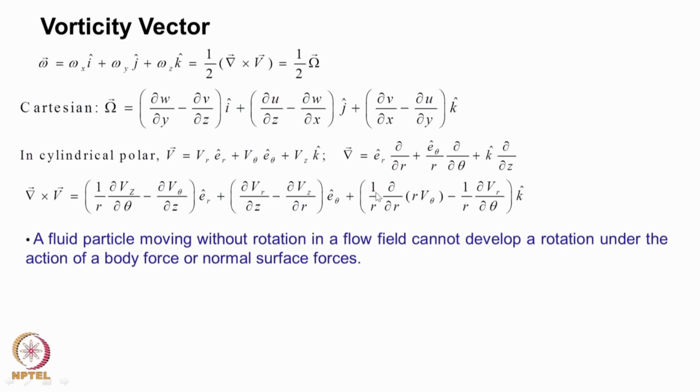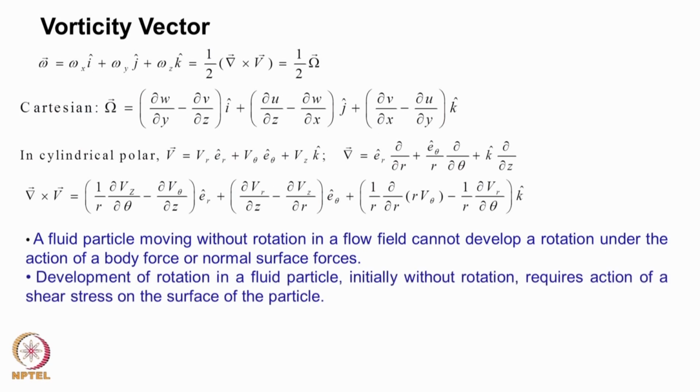Now, we know a fluid particle is subjected to body force or normal force as well as shear force. A fluid particle moving without rotation in a flow field cannot develop rotation under the action of body force or normal force. Development of rotation in a fluid particle initially without rotation requires the action of shear stress on the surface of the particle. If the rotation or vorticity is 0, that is del cross v is 0, such a flow is called irrotational flow.